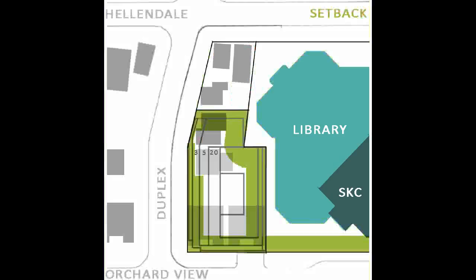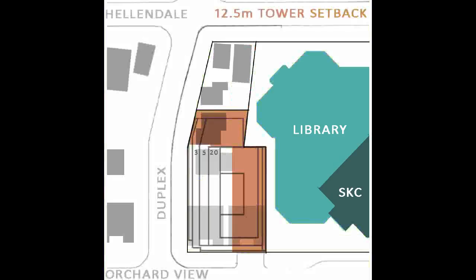Now, if we look at the tall building guidelines, we see here that they call for a 12.5 meter setback per portion of the building. And again, this provides at least for skylight, if not sunlight, and if not direct view. But again, it does provide regard for the library implicitly in those regulations.